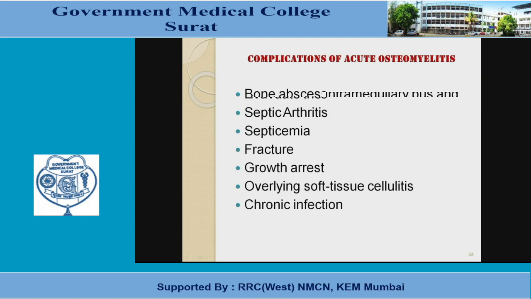Now, complications. Which are the complications? In the initial phase, if the infection has not subsided, it may end up in septicemia, bone abscess, or septic arthritis if it involves the surrounding joint. In the late phase, if it is not appropriately treated, it may convert into chronic osteomyelitis associated with pathological fracture, and if the infection involves the physis, it may be associated with growth disturbances.